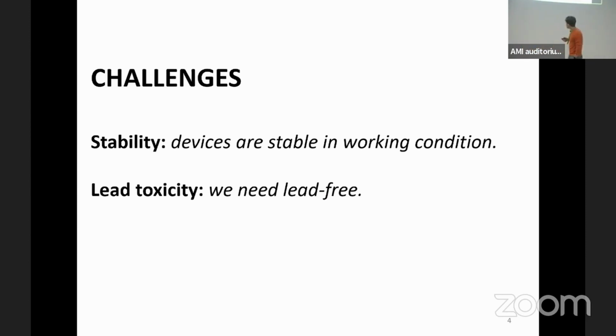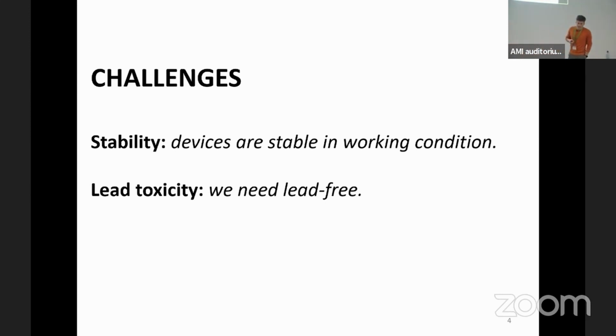So stability, but I'm trying to convince you through my talk that we have stable devices in working conditions. So the key words are working conditions. I will show devices in working conditions, so they are very stable. And that's what I anticipated.